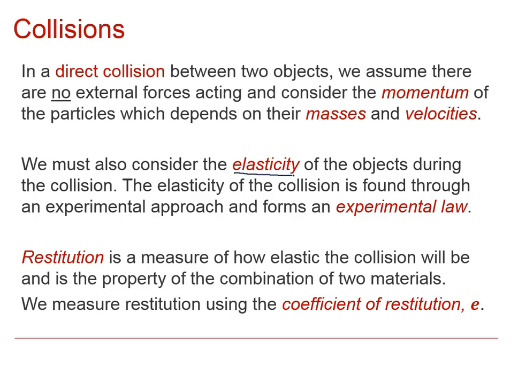We also are very interested in the elasticity of the objects during the collision and the restitution, which is a measure of how elastic the collision will be, and it's the property of the combination of two materials. We use the coefficient of restitution E to measure the restitution. If E is 0, that means that the objects join together, and if E is 1, that means it's a perfectly elastic collision.